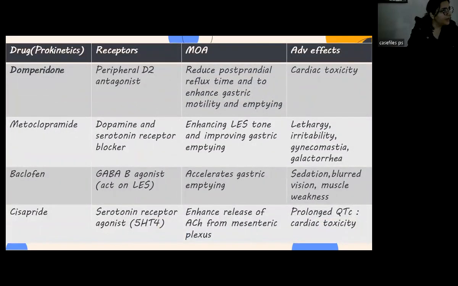Apart from this, certain prokinetics are also advised in patients with GERD. These include drugs such as domperidone, metoclopramide, baclofen, and cisapride. Cisapride was predominantly used initially and extensively studied. However, due to its cardiac toxicity in the form of prolonged QT, it is no longer recommended in patients with GERD, especially infants.